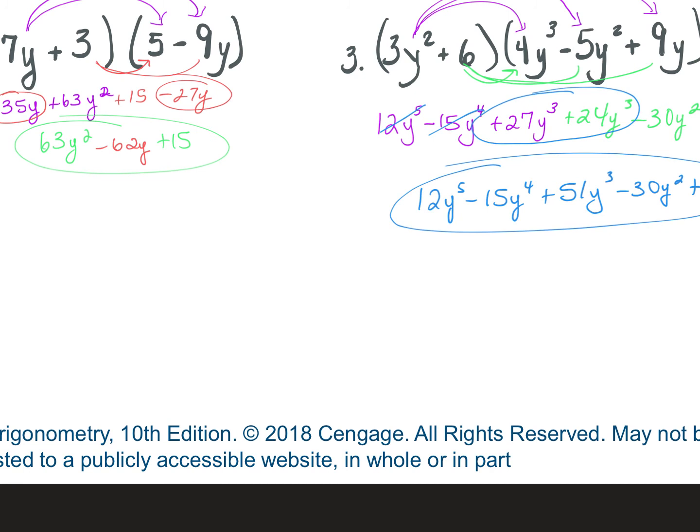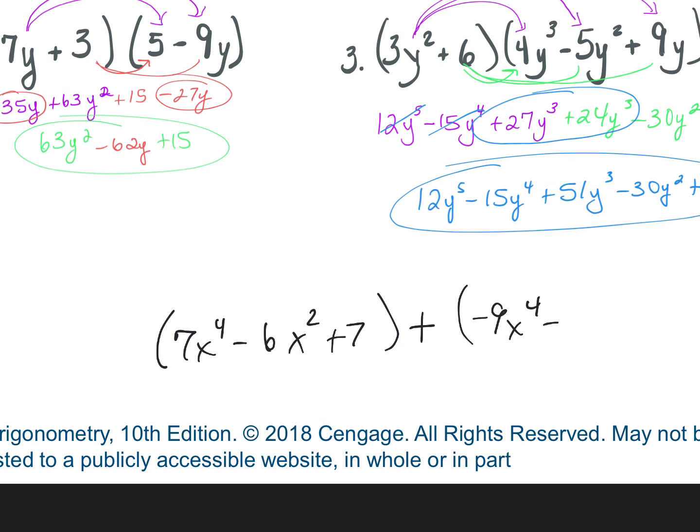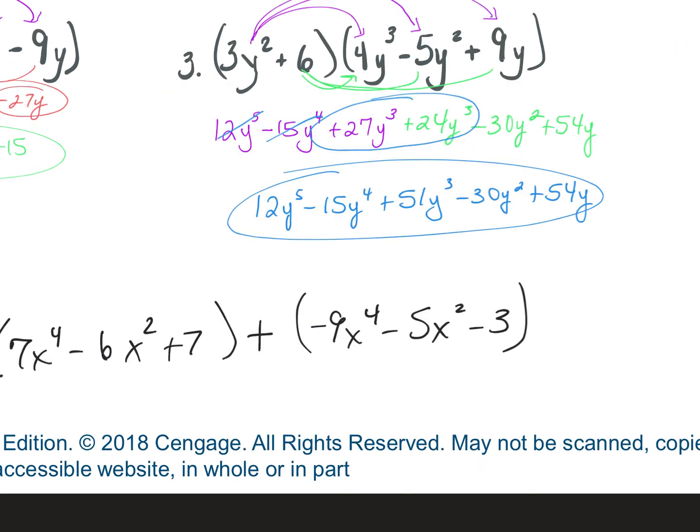All right, let me just show you something. You will probably have something on your quiz that looks like this. You don't have to write this down. It'll be in the video. So like, 7x to the fourth minus x squared plus 7, plus negative x to the fourth minus 5x squared minus 3, okay? All right, so say you have this problem.